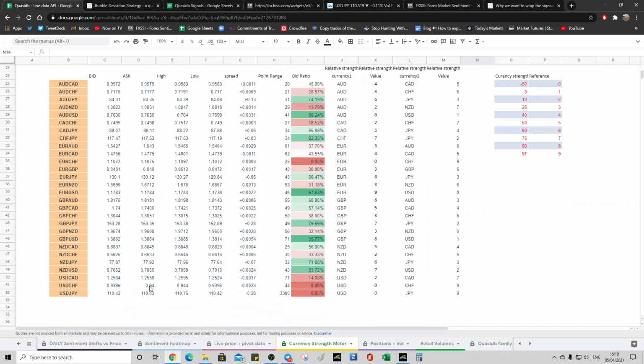And so here's the dollar CAD, which was a setup that I talked about earlier on in this sequence of videos when I was talking about it in the search tool, I think it was. There's the dollar CAD. So it's actually, relatively speaking, technically weak. And that's why it's red.